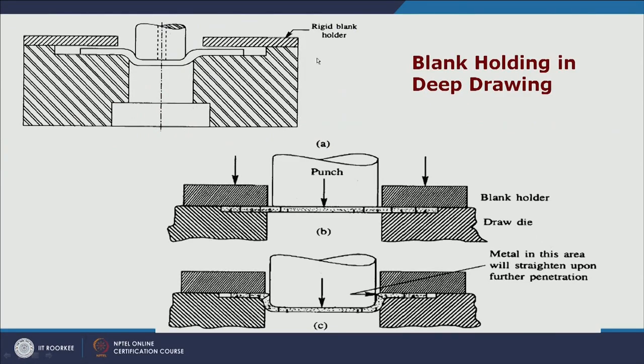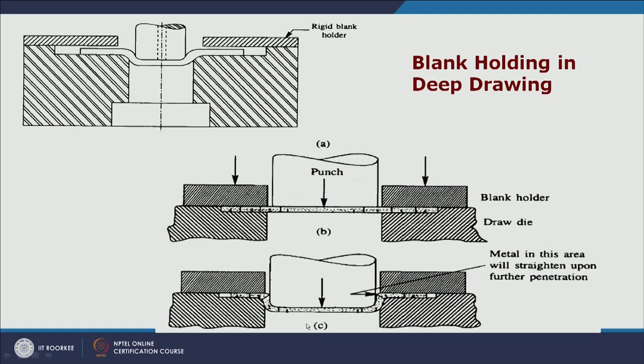So, if we see how the flow of the metal takes place in the case of the deep drawing process, for this purpose basically under controlled conditions the sheet metal is allowed to move during the drawing process. Initially, when the punch just touches the sheet metal, this is the blank holder, this is the die, and the blank holder will be holding the sheet metal not very firmly, so that relative movement can occur between the punch and the sheet metal when the force is applied through the punch.